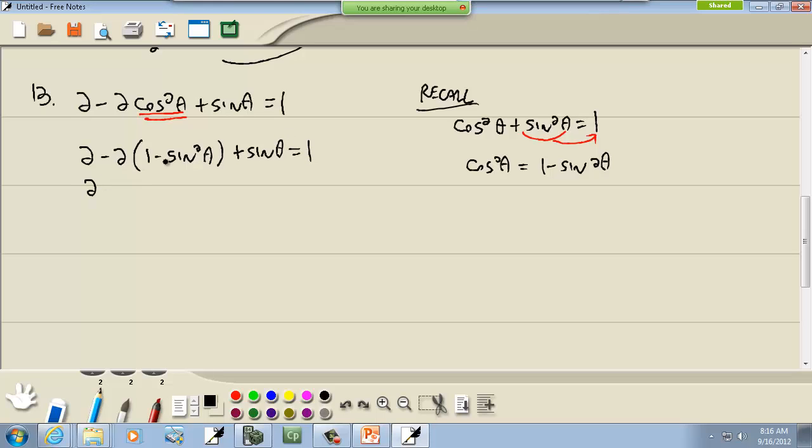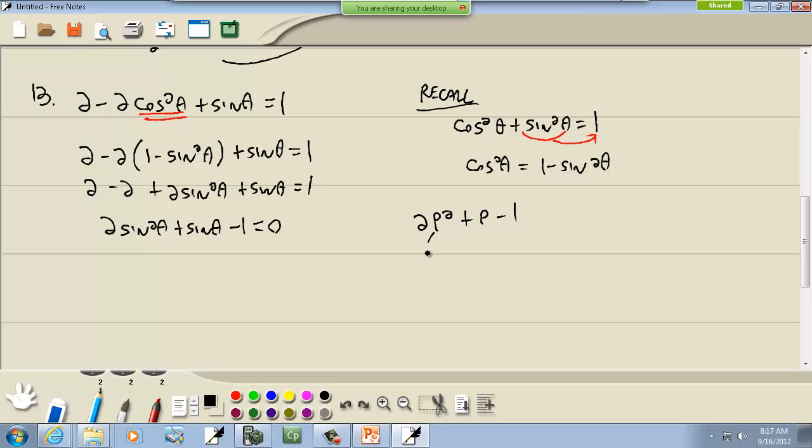Distributive property: negative 2 times 1 is negative 2. Negative 2 times negative sine squared is positive 2 sine squared. Yes, 2 minus 2 drops away. And then I've got 2 sine squared plus sine. And I'll bring that 1 over the left side and it becomes a negative 1. Now this is something we can factor. And again, if it throws you, put p's in over here. So 2p squared plus p minus 1.